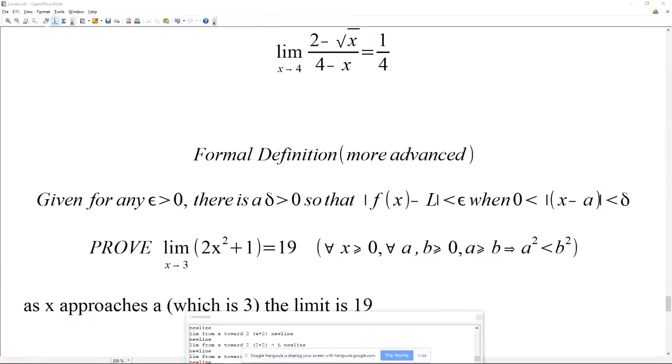So this is what people have been asking for. This is the formal definition of a limit using epsilon-delta. Basically, the way this works, I'm going to read this. It says, for any epsilon greater than 0, there is a delta greater than 0, so that the absolute value of the function minus the limit is less than epsilon when 0 is less than the absolute value of the parenthetical group x minus a, which is less than delta.